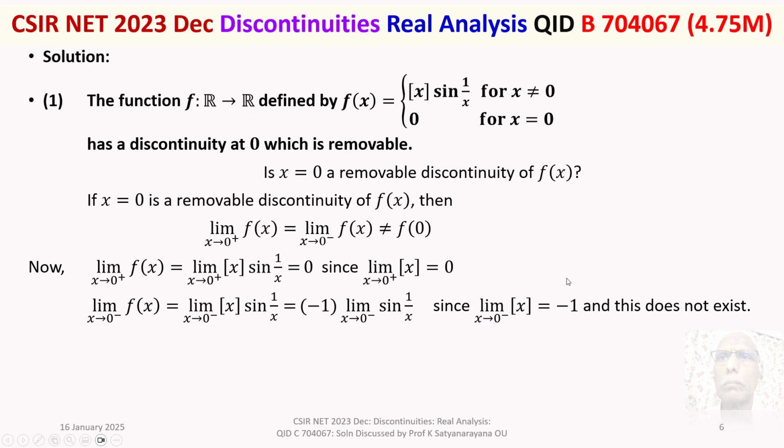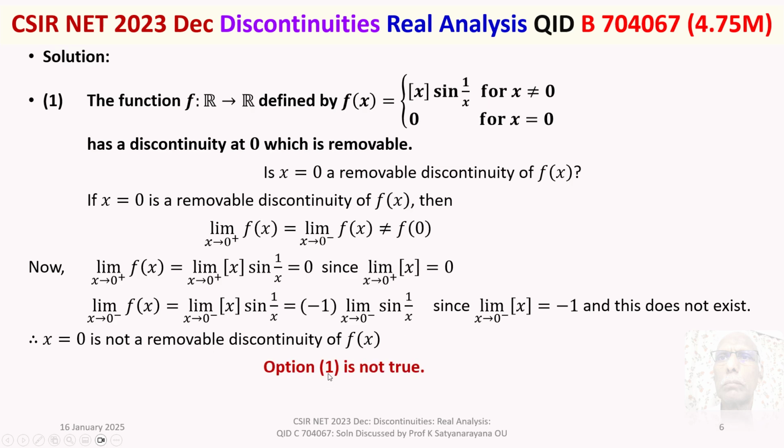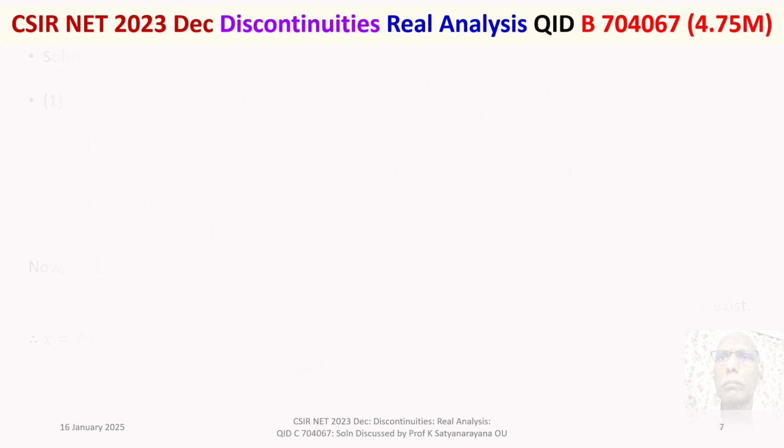And to have a removable discontinuity at x is equal to 0, both the LHL and RHL must exist, and they are equal but not equal to f of 0. It is not so here. Therefore, x is equal to 0 is not a removable discontinuity of f of x. So option 1 is not true. In option 1 it is given that it is a removable discontinuity, but here we have seen it is not. Option 1 is not true. Right, we move on to the next option.